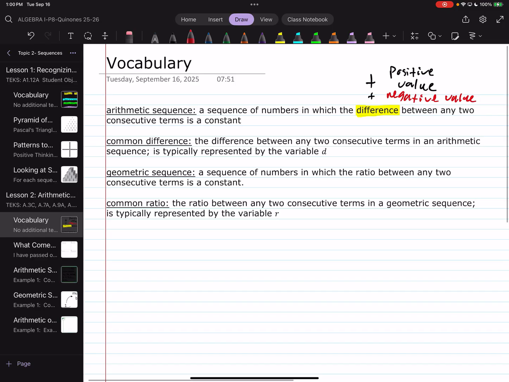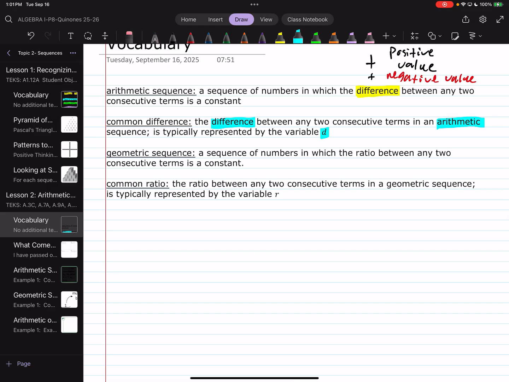So again, we talked about common difference, right? This is the difference between two consecutive terms in an arithmetic sequence. We only see differences in arithmetic sequences. And this is represented by the letter D. D as in difference, right? Okay.